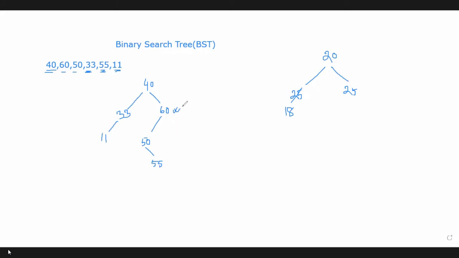Okay, so this is a property of binary search tree. That is, any node which is added in the left subtree of a node should be smaller than that root node. And all the nodes in the right subtree of a root node should be greater than that root node. Is it clear what is binary search tree?